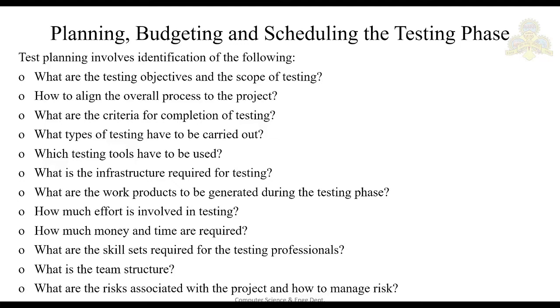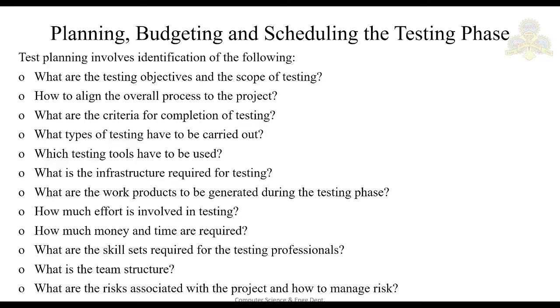Then what type of testing has to be carried out? Are you going to use some tools? Are you doing automation here? Then what are the work products that would be generated in the testing phase, like your test cases and the defect report. Again, in the planning, we can have money and time, that is, how much money is required for the testing process, or how much time is required. How many testing professionals we require. What is the team structure? So basically, whatever we have seen in the last diagram has to be captured in your planning process.